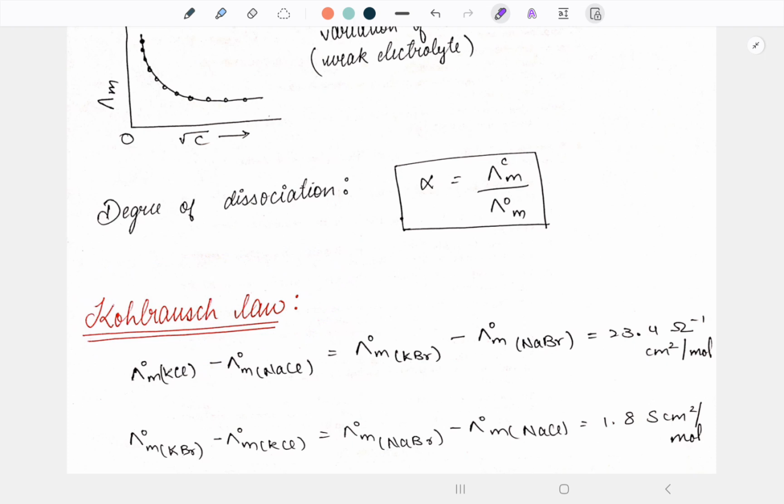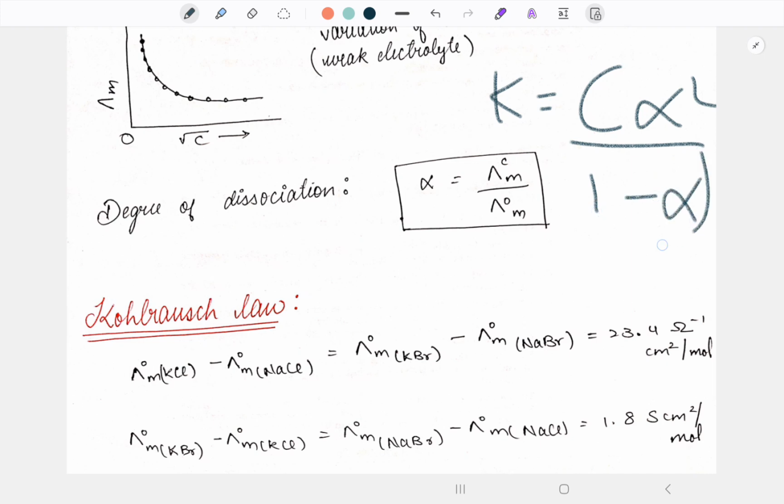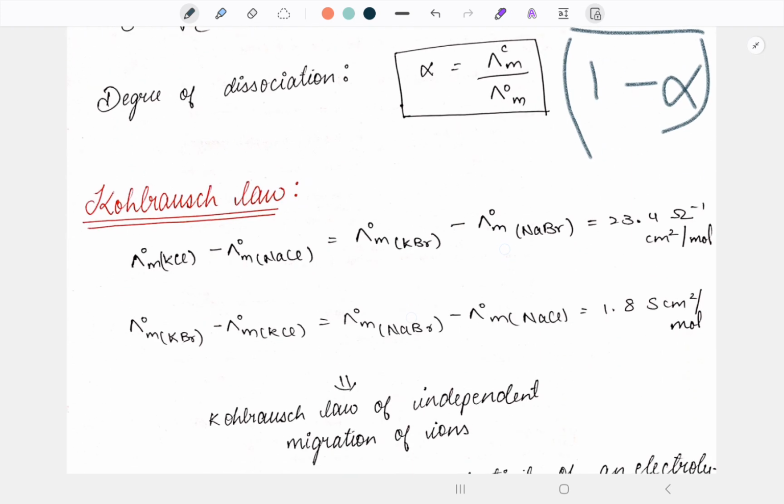First, let us see the formula of the degree of dissociation, which is alpha equal to molar conductivity by limiting molar conductivity. And we also have a constant K, whose formula is C alpha square by 1 minus alpha. Now we'll study what is Kohlrausch's law.